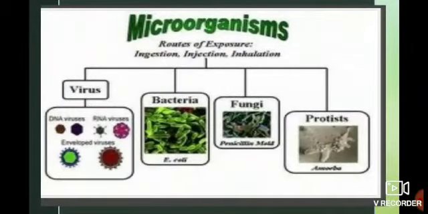Now we can see here the four types of microorganisms. The first one is viruses. There are many kinds of viruses, such as DNA viruses, RNA viruses, and enveloped viruses. Then bacteria, like E. coli, and fungi, and also protista. So these are the four types of microorganisms.